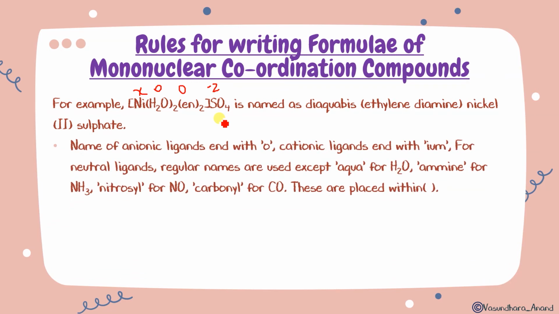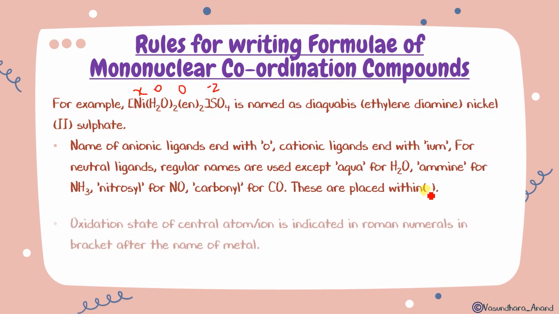Now next, names of anionic ligands end with o: o, ato, ido, ito. And cationic ligands end with ium. For neutral ligands, regular names are used, except for water we use aqua, and for NH3, which is ammonia, we use ammine. For NO it is nitrosyl, for CO it is carbonyl, and these are placed within the bracket. We write these inside the bracket.